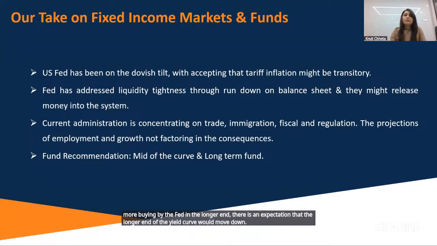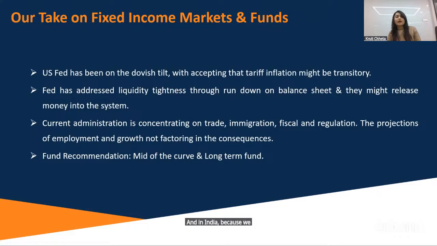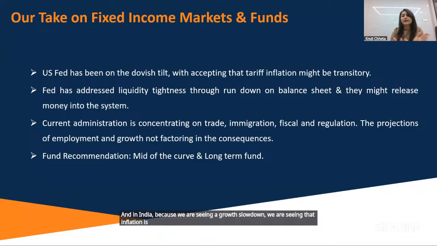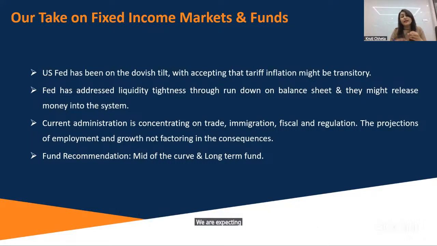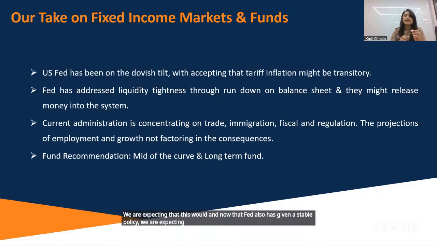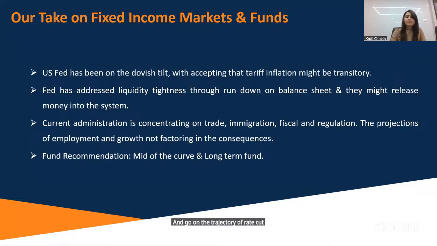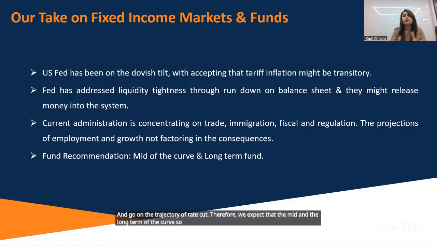And in India, because we are seeing a growth slowdown, and inflation is around 4% and expected to be around 4 to 4.5% for the entire next year, and now that the Fed has also given a stable policy, we are expecting that this should set a comfortable trajectory for the RBI to now focus on the domestic factors and go on the trajectory of rate cuts. Therefore, we expect that the mid and the long term of the curve, so mid means the 3 to 5 year segment of the corporate bonds and GSEC, should perform well.